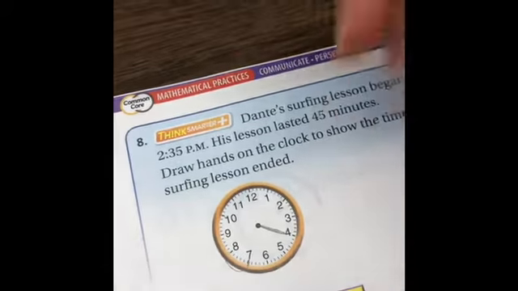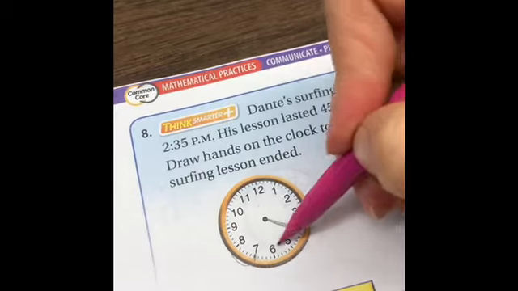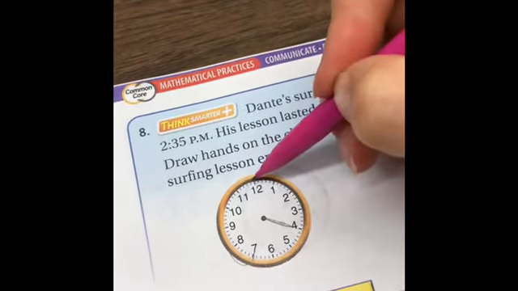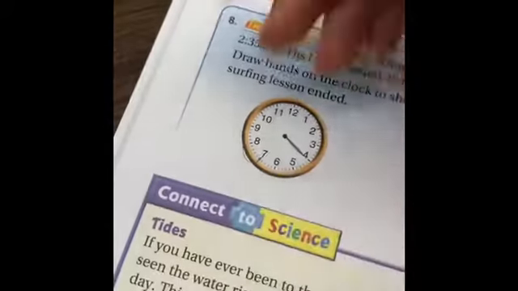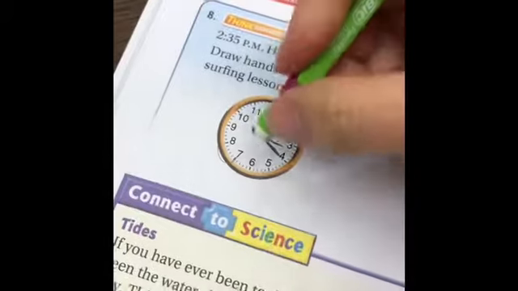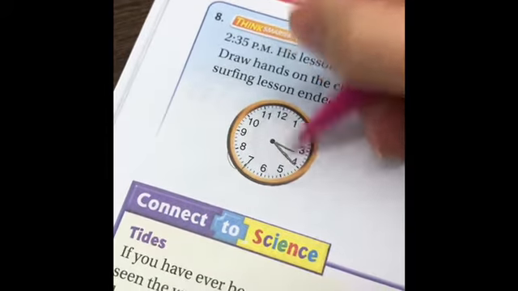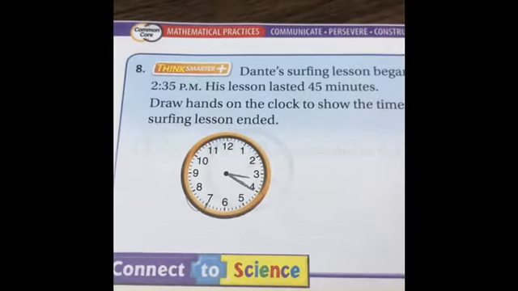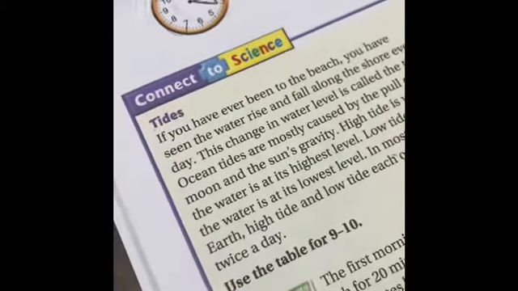And then since it started at 2:35 and we went around and we passed the 12, that now means that it's 3 o'clock. So it's a little bit after the 3, really. And you want to make sure that this hand looks a little bit shorter than this hand. Okay? So it should be 3:20 on the clock. Okay, 3:20.